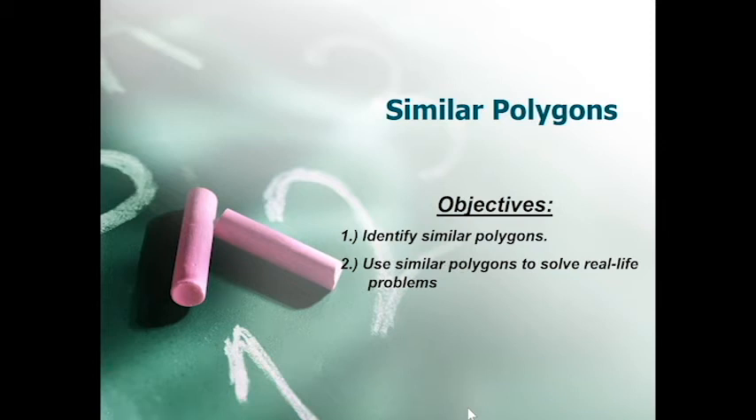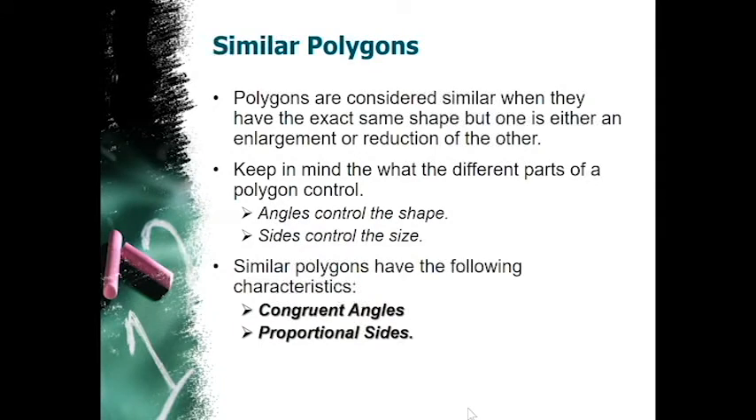This lesson is on similar polygons. Polygons are considered similar when they have the exact same shape, but one is either an enlargement or reduction of the other. Keep in mind what the different parts of a polygon control. The angles are what control the shape of the polygon, and the sides are what control the size of the polygon. Similar polygons have the following characteristics.